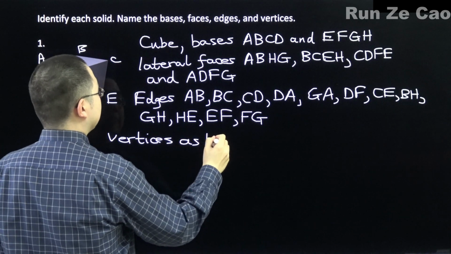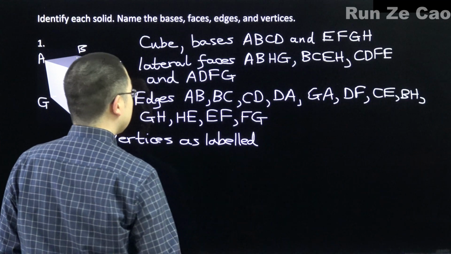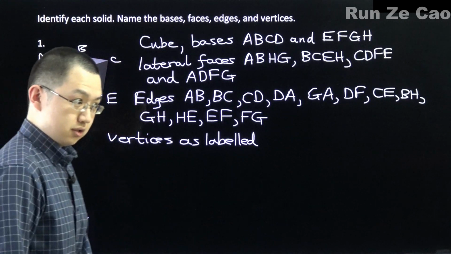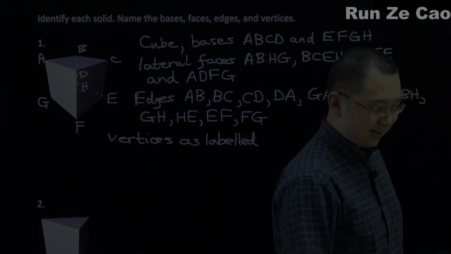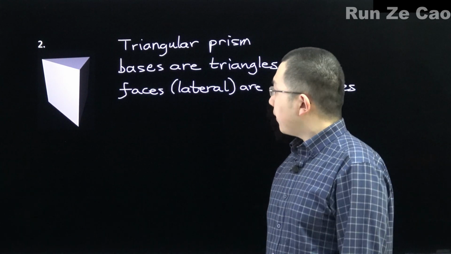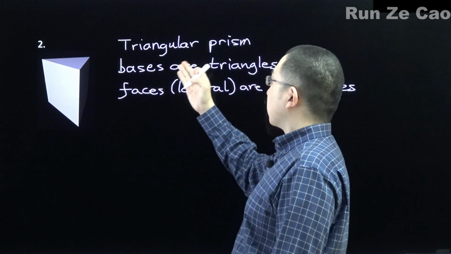As labeled, because technically we did name the vertices. We named them by labeling them. For everyone's time, we're gonna keep this one shorter. So it's a triangular prism.